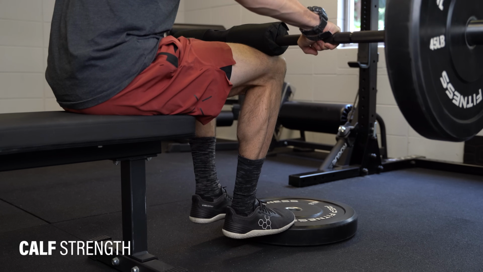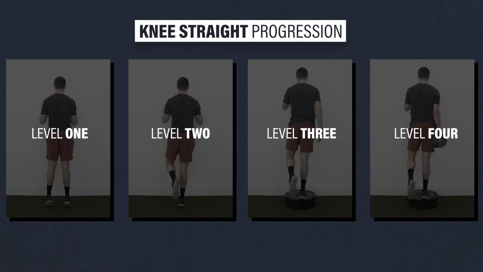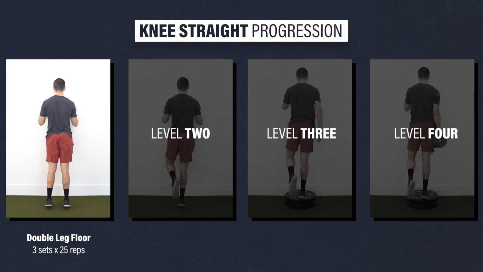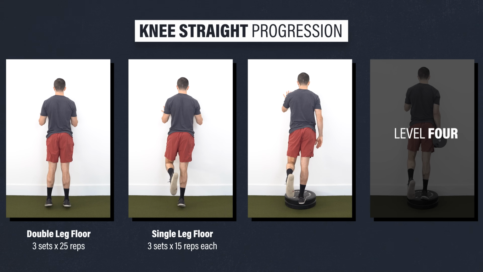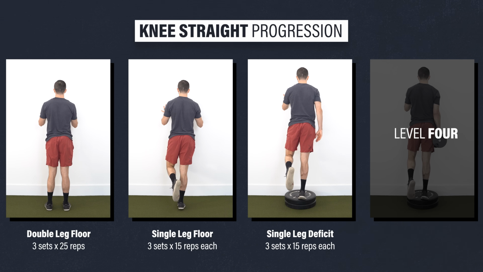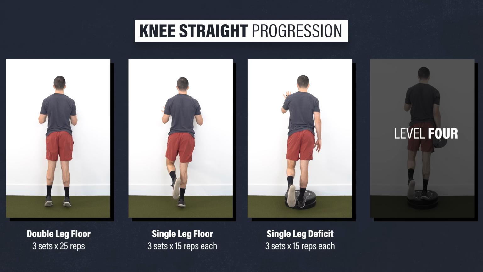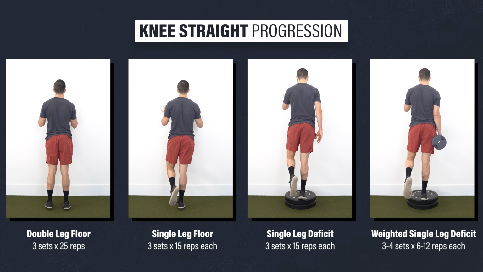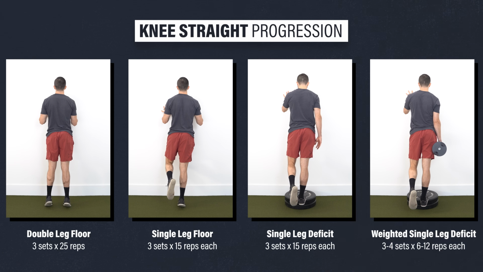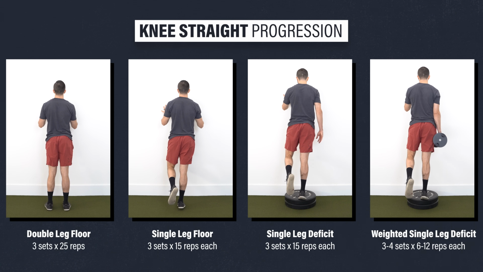To emphasize calf strength, here are 2 progressions. Option 1, knee straight progression. Start with double leg heel raises from the floor. Then progress to a single leg. Next, you will increase the range of motion you move through by performing a deficit single leg heel raise. And finally, level 4 is the same as the previous movement, but now you will add weight. Perform for 3 to 4 sets of 6 to 12 reps on each leg.